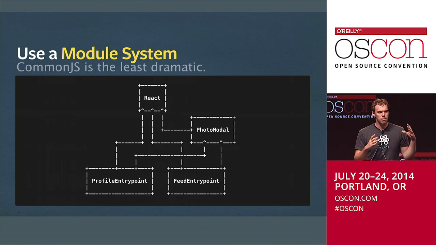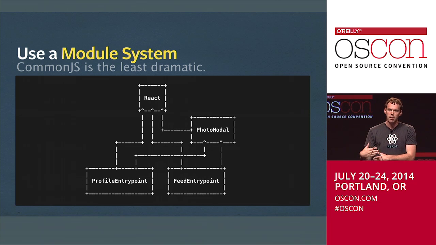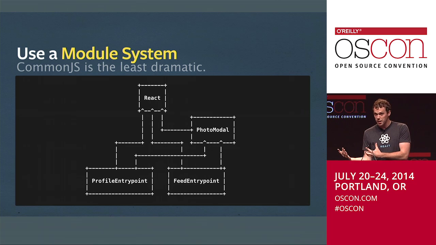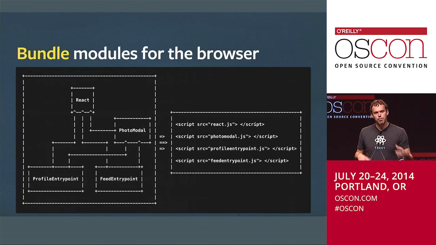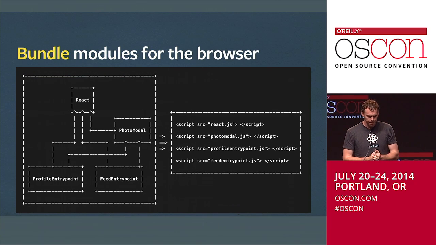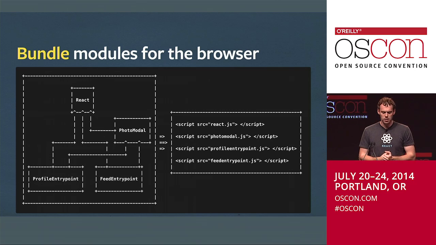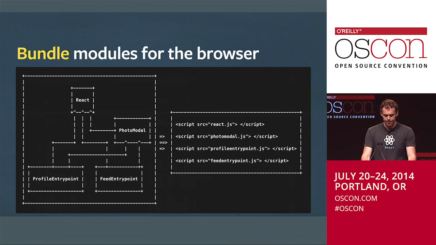So since we're building with modules and not flat files, we need a way to package these modules into flat files so the browser can execute them. Because the browser doesn't understand what a module is. It understands what a flat JavaScript file is. So we use a process called bundling modules for the browser. And you can think of this as a compilation step for JavaScript. Well-known tools that do this are Browserify and Require.js. And basically what they do is they take this dependency graph and they turn it into these flat files that you can just run in the browser natively.